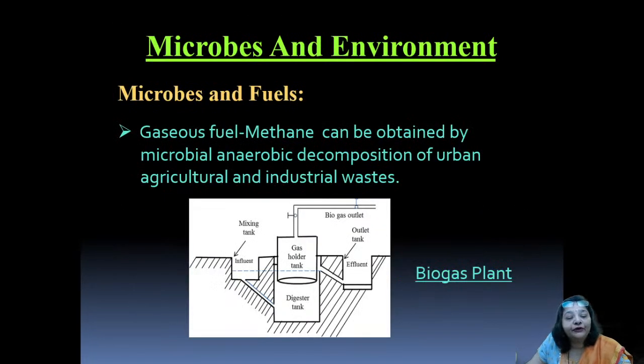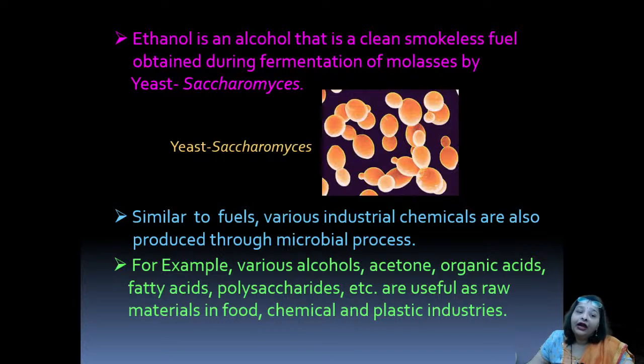Right. So you have learned about the biogas plant already, how the biogas is produced in a biogas plant. Let us continue. Another fuel is ethanol. It is basically an alcohol, a clean, smokeless fuel which is obtained during the fermentation of molasses, a carbohydrate. This fermentation is carried out by the single cell fungi commonly known as yeast, or the Saccharomyces species.